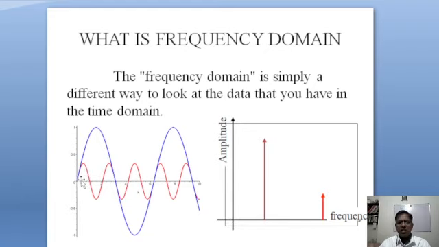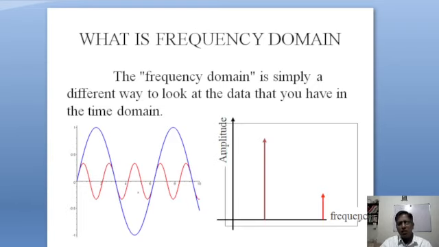Now here on the left side, you can see a signal in time domain. Now there are two types of signals. One is indicated by a blue wave, and another signal is indicated by a red wave. Now the amplitude of the blue wave is higher than that of the red wave, but the distance between two successive peaks is quite large in the case of the blue wave, whereas in the red wave the distance between the two successive peaks is less.